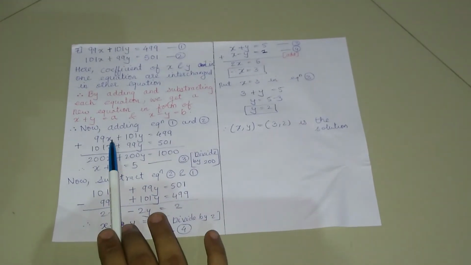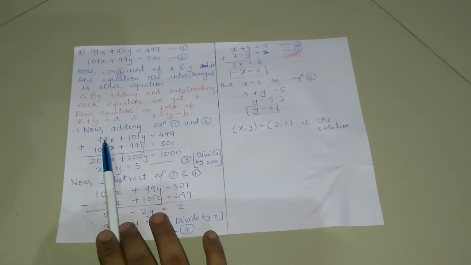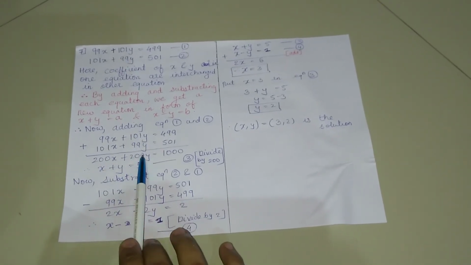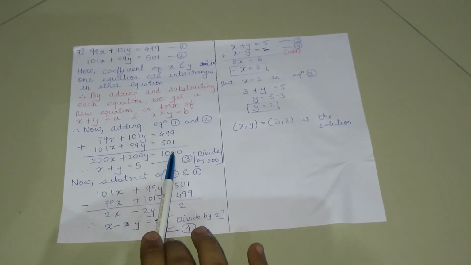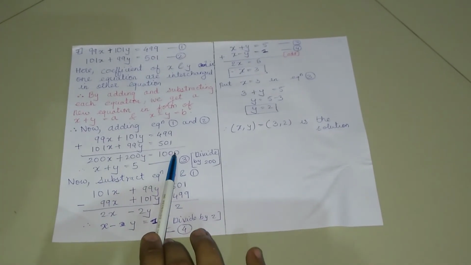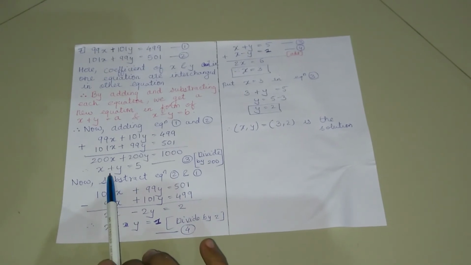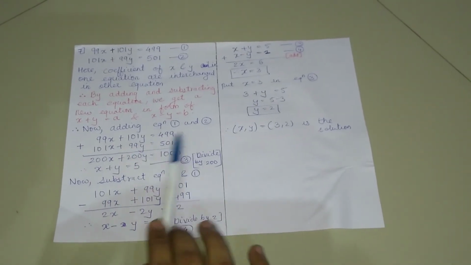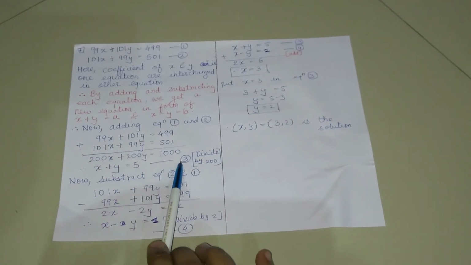After adding equations 1 and 2, we get (99 + 101)x, that is 200x, plus 200y is equal to 1000. Now we'll divide this equation by 200. So the answer is x + y = 5. After adding equations 1 and 2 we got this equation, that is equation number 3.